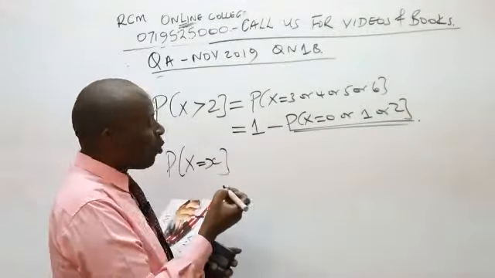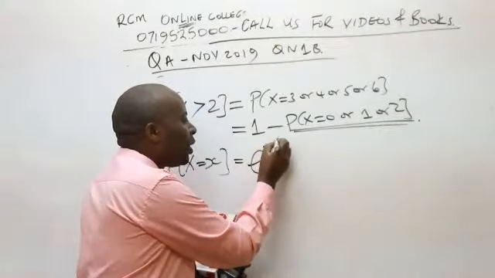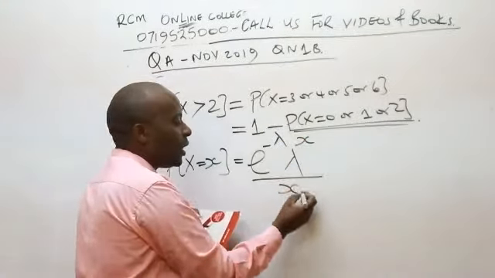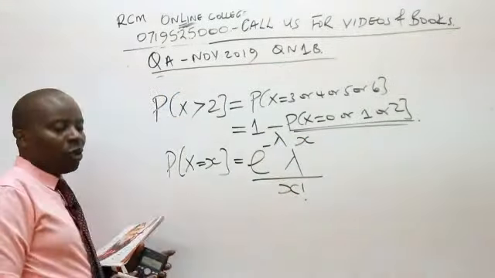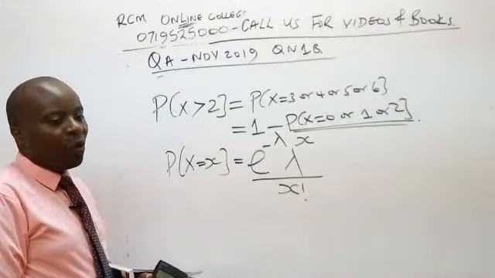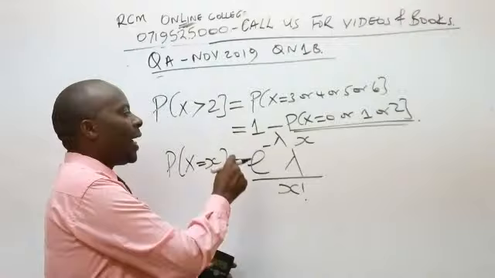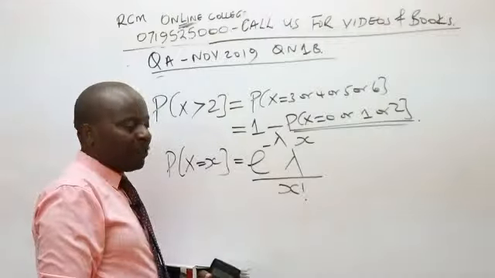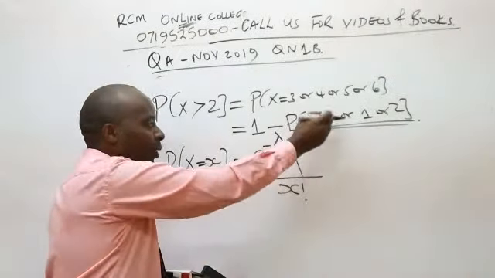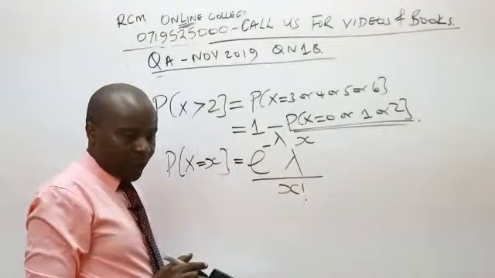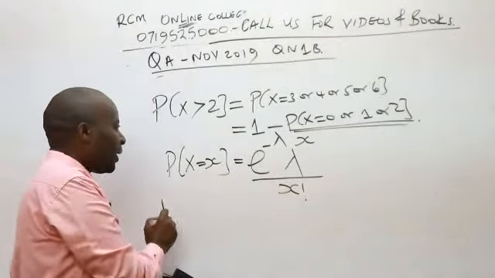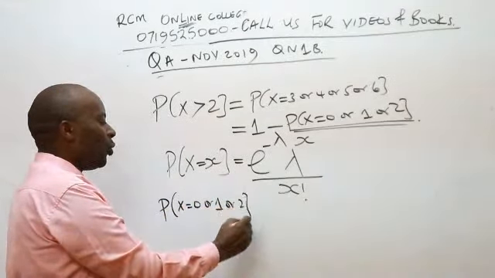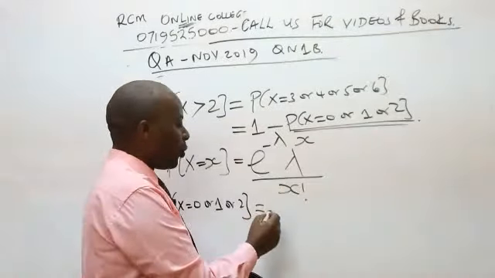If it is Poisson distribution, I know how this distribution looks like. The probability of capital X being equal to small x will be equal to e raised to negative lambda, lambda raised to x, all over x factorial. So then what you need to do is to get the probability of each one of these. The very best, because this e will apply to each one of them, is to factor it out.